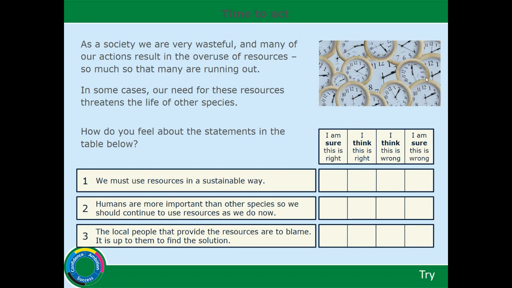We must use resources in a sustainable way, right or wrong? Humans are more important than other species, so we should continue to use resources as we do now. The local people that provide the resources are to blame. It is up to them to find the solution. Please pause the video and see whether these statements are right or wrong.